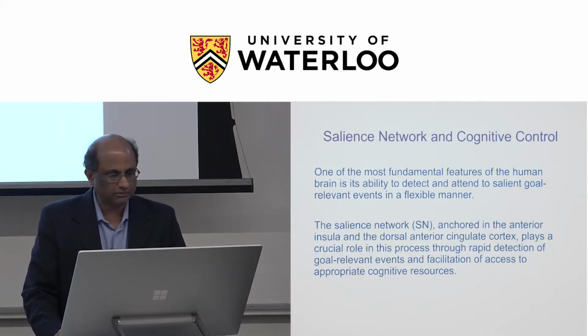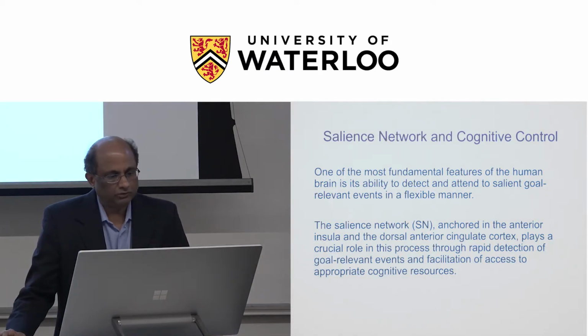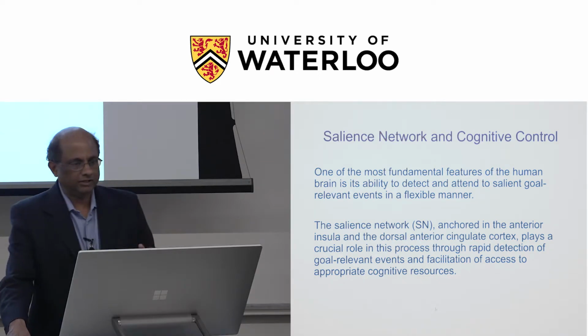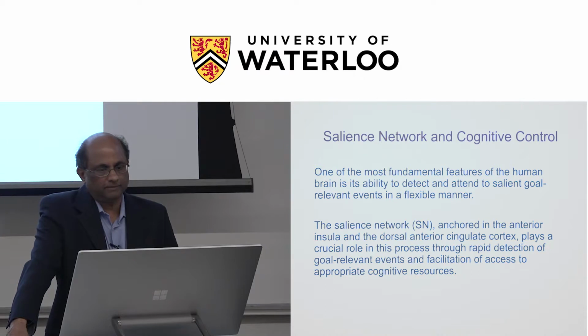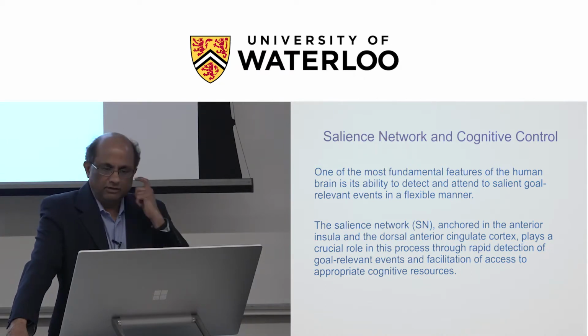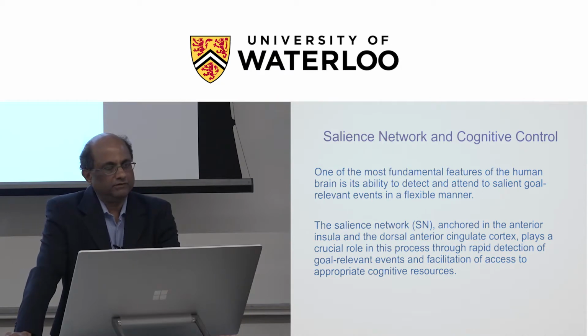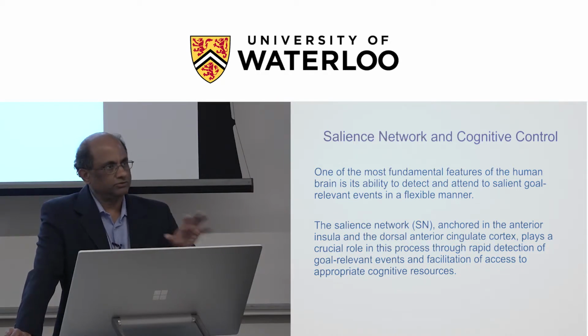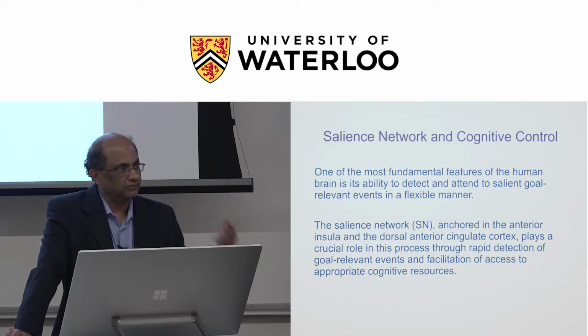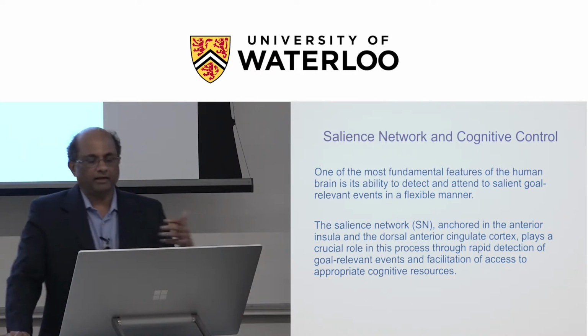And so the theoretical idea here is that what this network does is it detects and orients attention to goal-relevant events in a flexible manner. And it is anchored in the anterior insula and the anterior cingulate cortex. It plays a crucial role in detection of salient events so that it can facilitate access to resources.